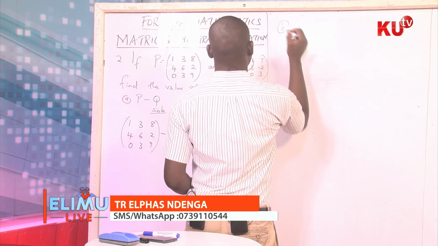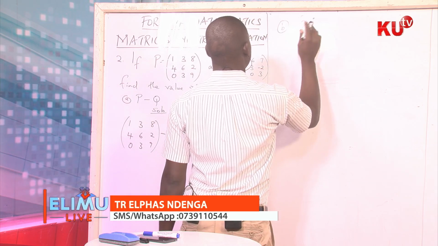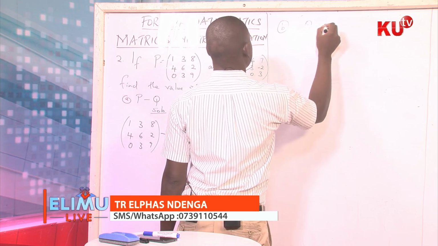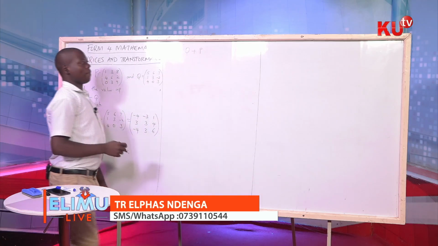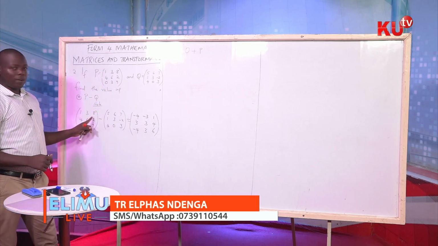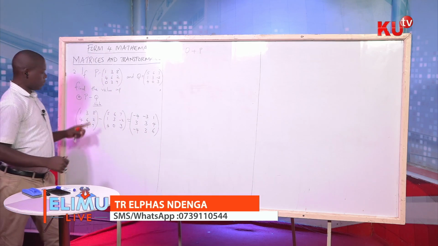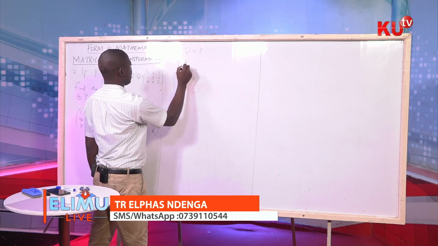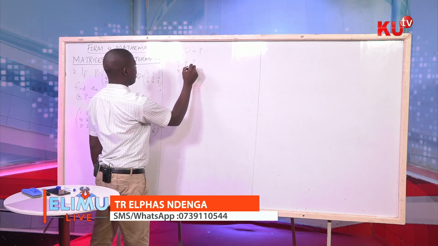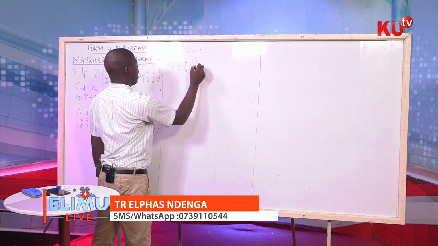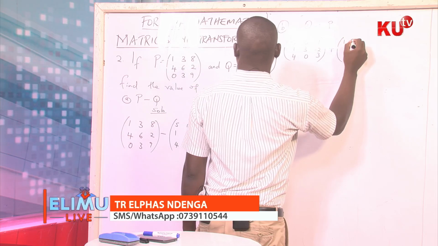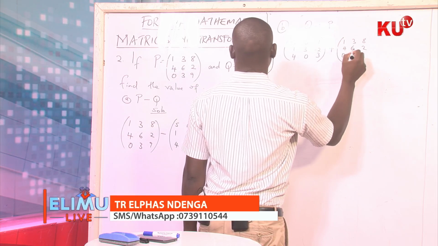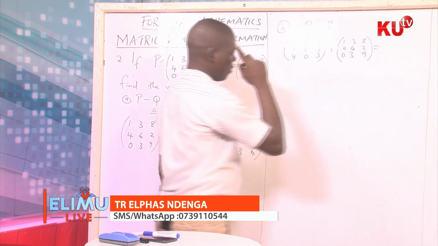Part B. What if now we are asked to find the value for Q plus P? The first one was minus. Now we have Q plus P. So we'll take Q. Q is 5, 1, 4, 6, 3, 0, 7, negative 2, 3. We add P, which is 1, 3, 8, 4, 6, 2, 0, 3, 9.